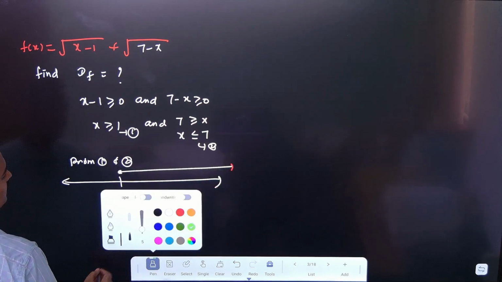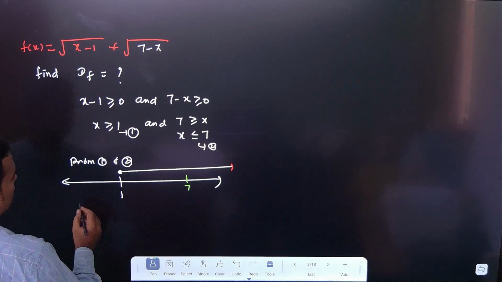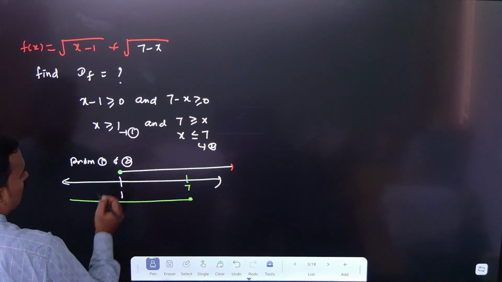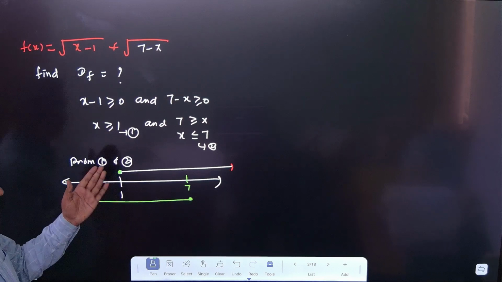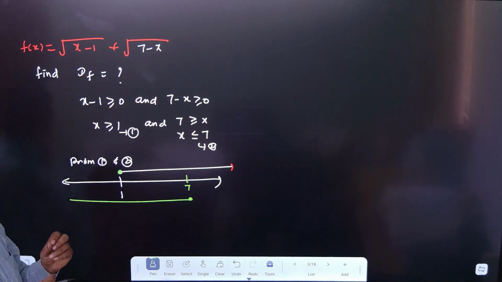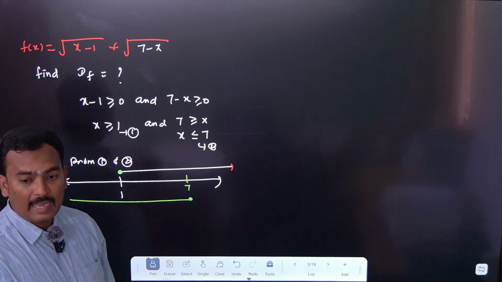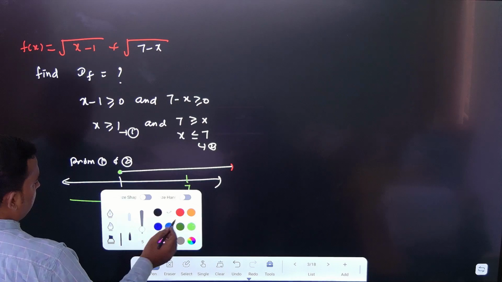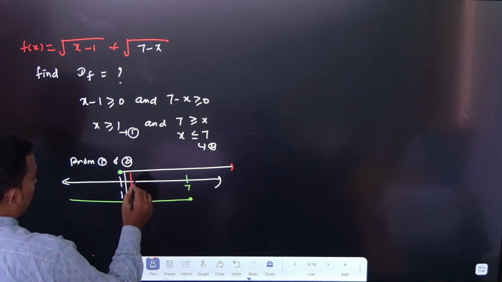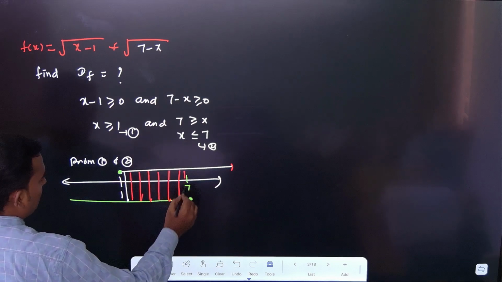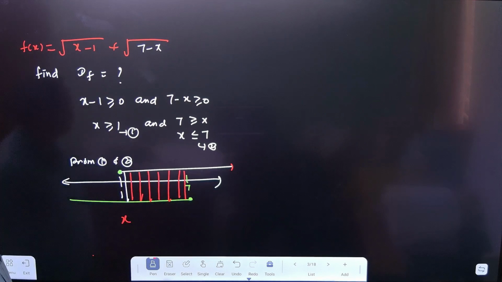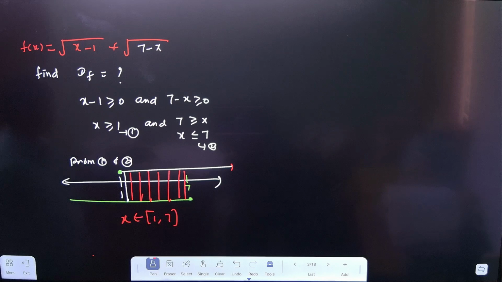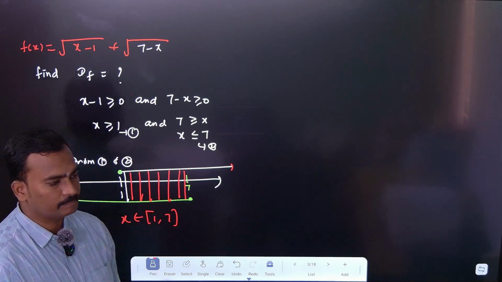What's the intersection? From 1 and 2, you can see here, 1 is included, so it will be 1 or more. Clear? Next is 7, here it is less than or equal to 7. So which is common here? Whenever addition is there, you have to take the domain of each function and take the intersection of them. You can see this is your common domain. Therefore, x belongs to 1 to 7 is your domain. Clear? Any doubt is there?